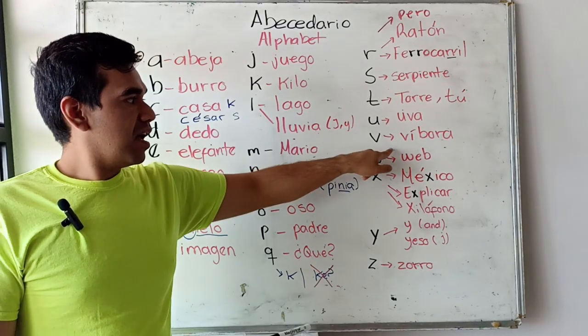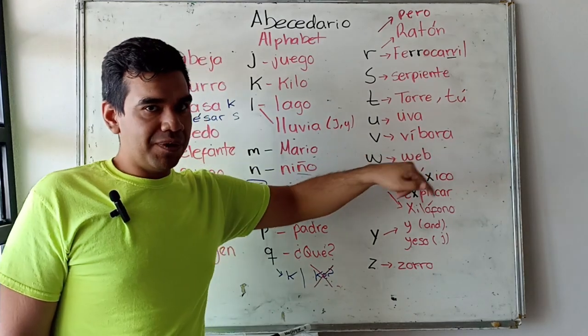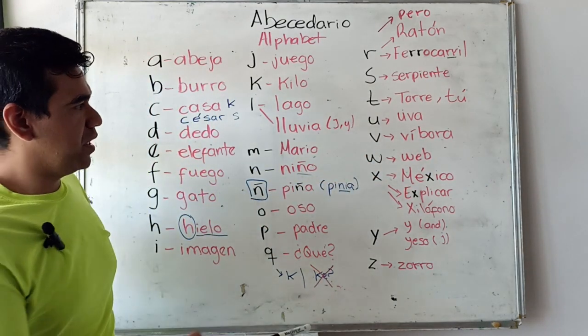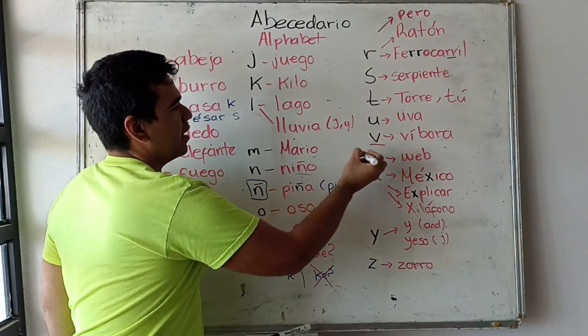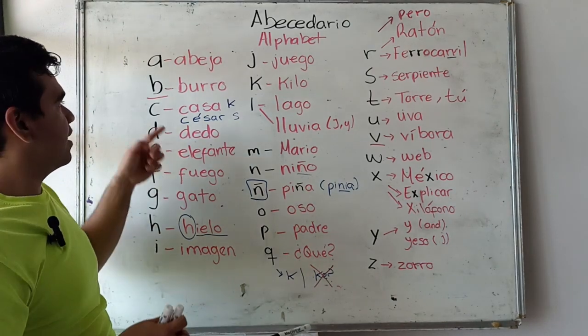V, as in víbora. Víbora. Okay? You see, here's a difference in pronunciation between the letter V and the letter B.